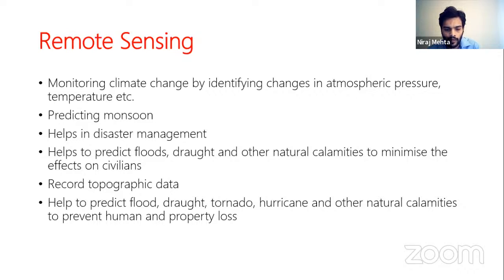So this is all predicted with the help of remote sensing, with the help of satellite data. What is the change in the pressure? What is the wind speed? And how that hurricane might enter the coastal region. And that's how IMD will issue warning signs in that region, just to alert people that there is a hurricane coming. So these are all the places where remote sensing would come into the picture.